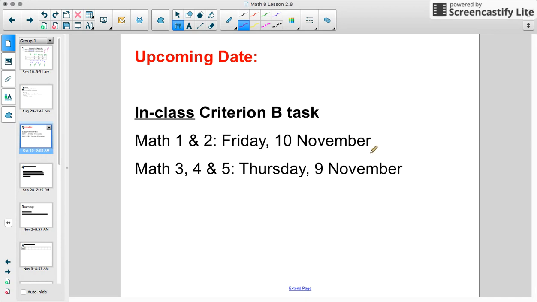But on Friday the 10th, you will be having an investigation that you're going to look at, and that's a criterion B investigation. So if you have any questions about the lesson today or what you're learning right now, please make sure you ask me on Wednesday before we take our investigation together Friday.